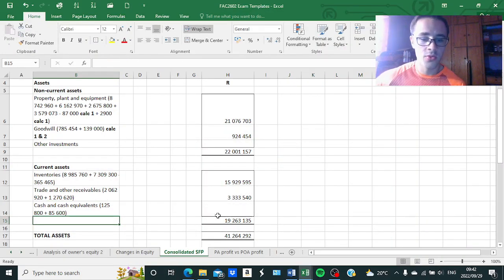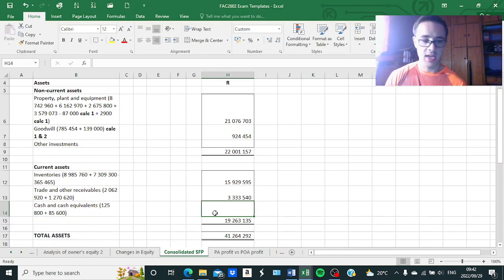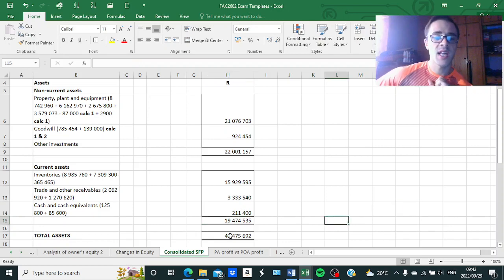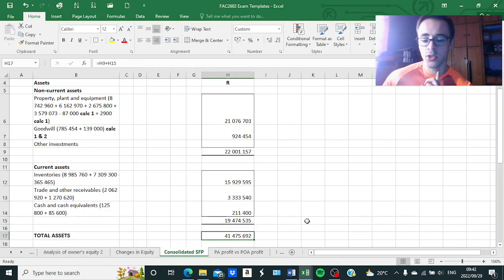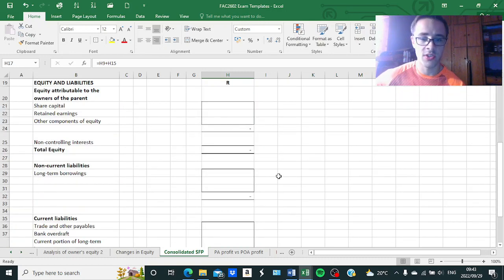Okay, that should give you a total balance for the group of 211,400. Right, so your total assets amount to 41,475,692 Rand. Okay, so we know that our total, or our equity and liability section, should also amount to this amount.